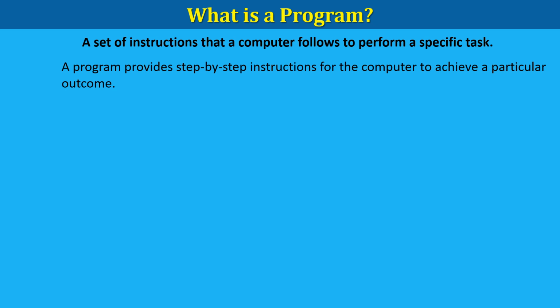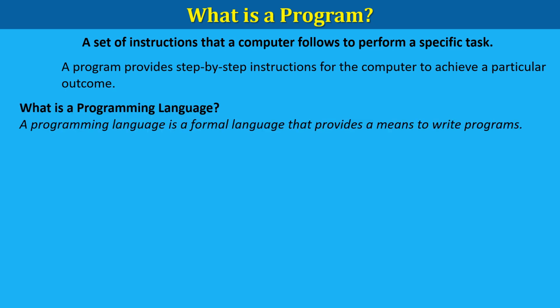What is a program? A set of instructions that a computer follows to perform a specific task. Think of a program like a recipe. Just as a recipe outlines the steps needed to make a dish, a program provides step-by-step instructions for the computer to achieve a particular outcome. What is a programming language? These languages enable us to communicate with computers by giving precise instructions.